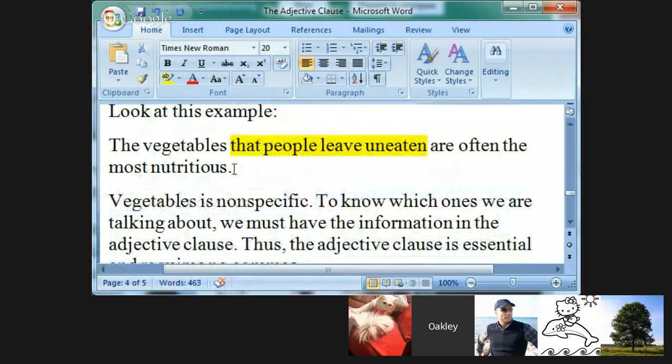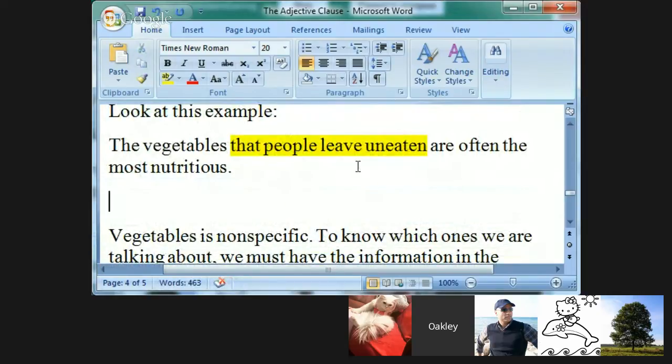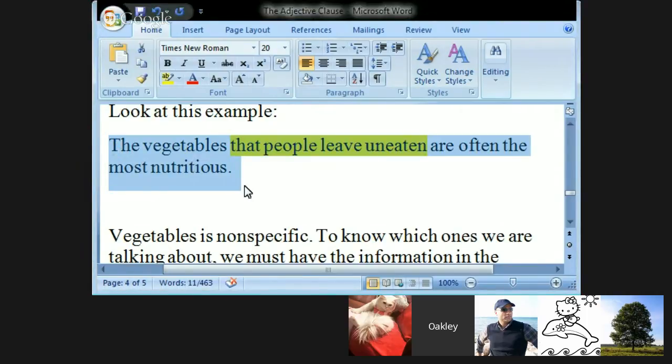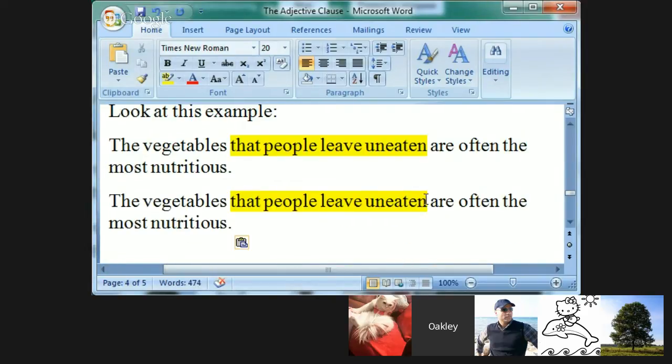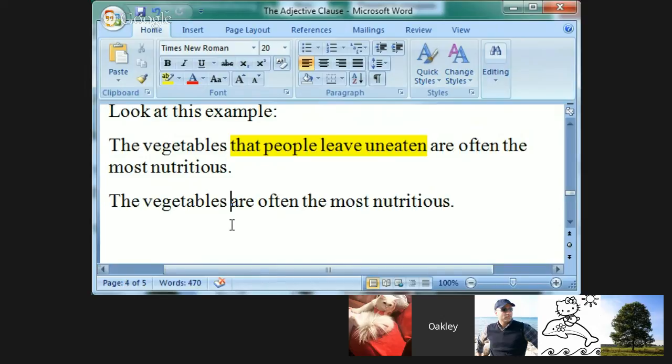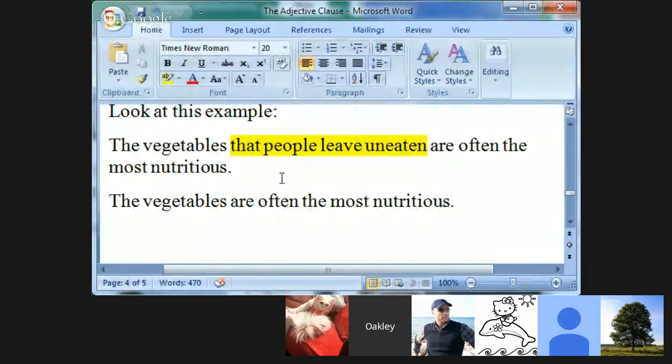Let me pick on someone else. Heidi, is there another way to say this same sentence, a different way, so as to define the vegetables, but without a relative clause? No, it's not. Another way, completely another way.